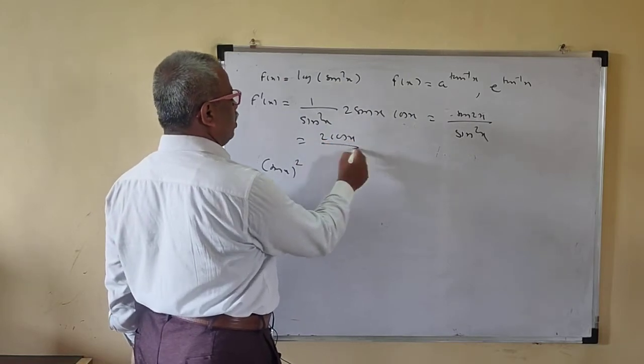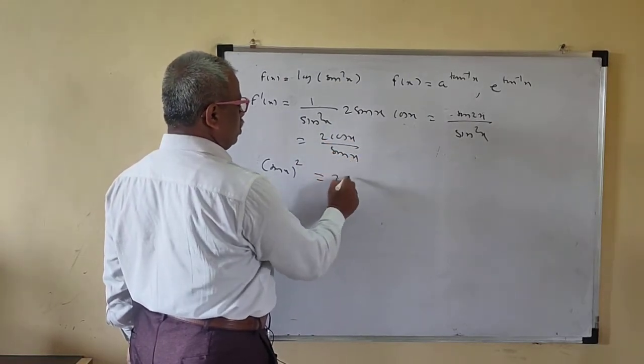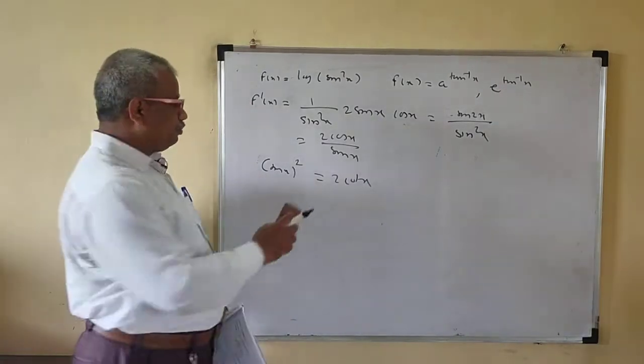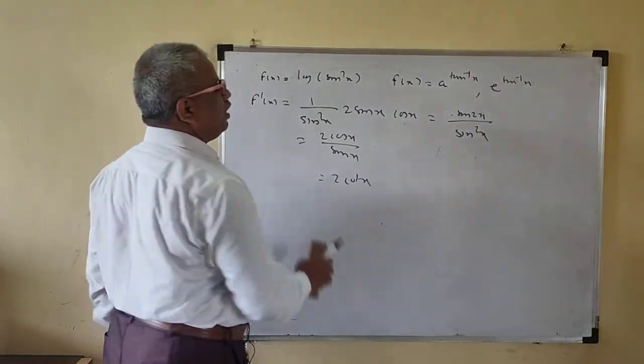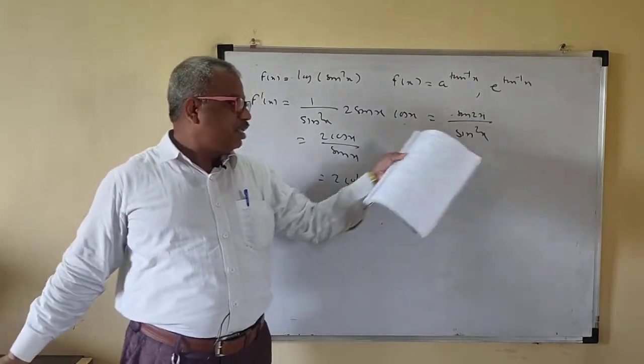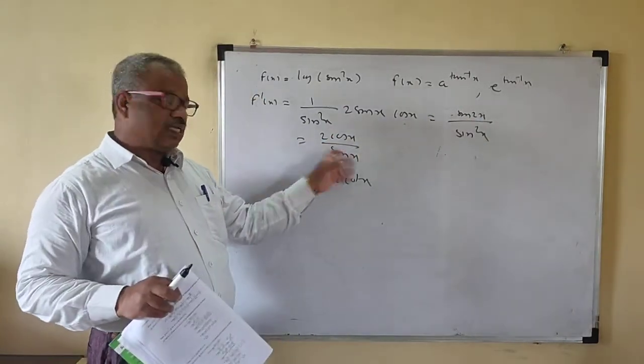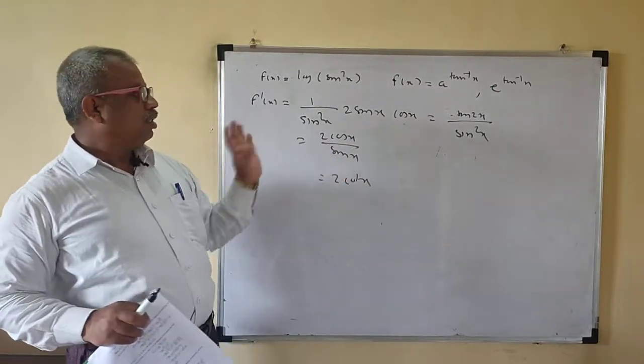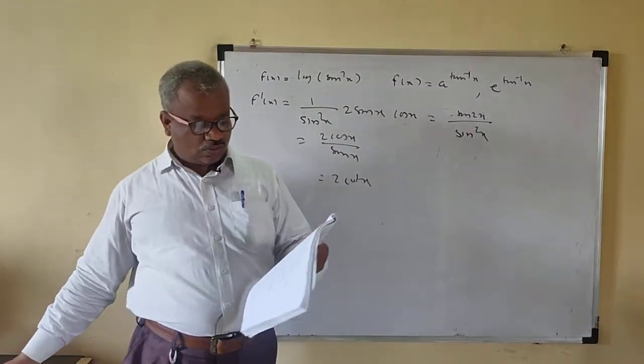So this is 2 cos x upon sine x, which is 2 cot x. The answer may be like this. The option may be sin 2x upon sin square x, or 2 cos x upon sin x, or 2 cot x. So you should write all possible answers there.